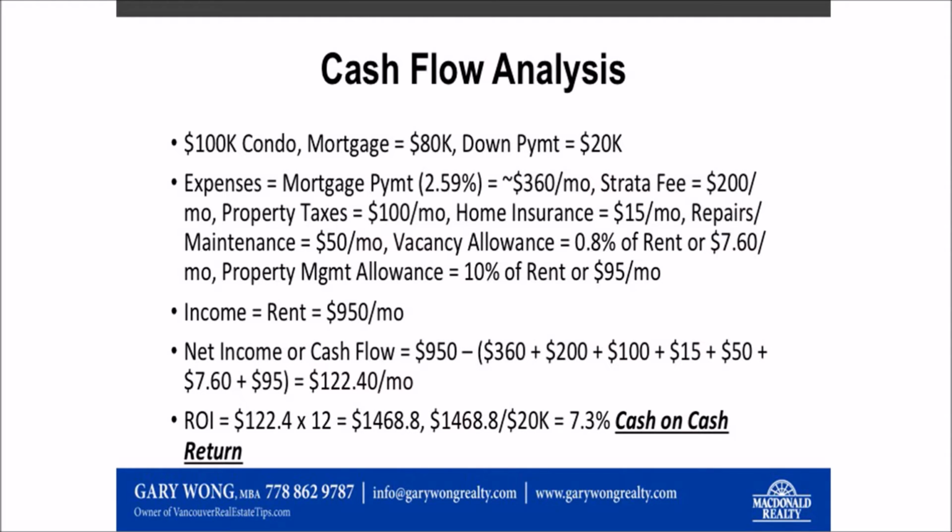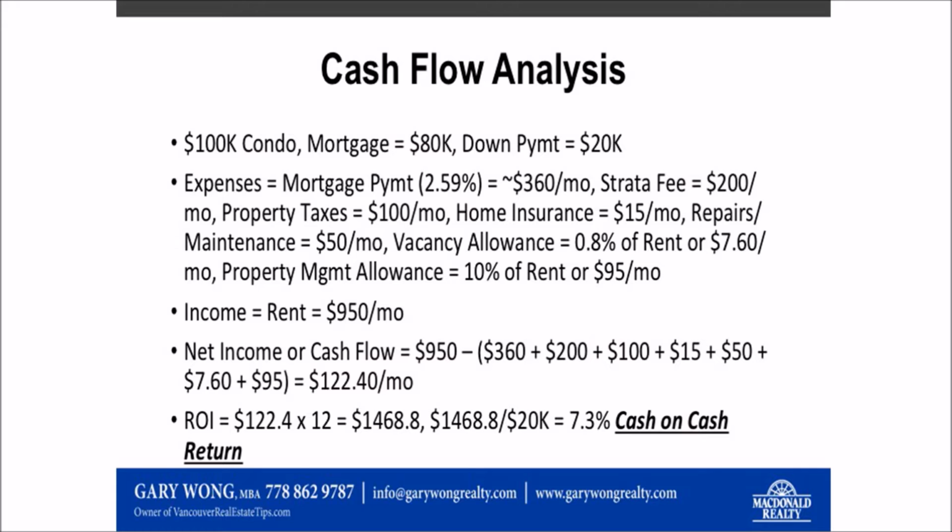So you want to calculate cash flow, you do income minus your expenses equals your net income. So your income is $950 minus your expenses, $360 plus $200 plus $100 plus $15 plus $50 plus $7.60 plus $95 equals $122.40 per month. Is that a good number or a bad number?